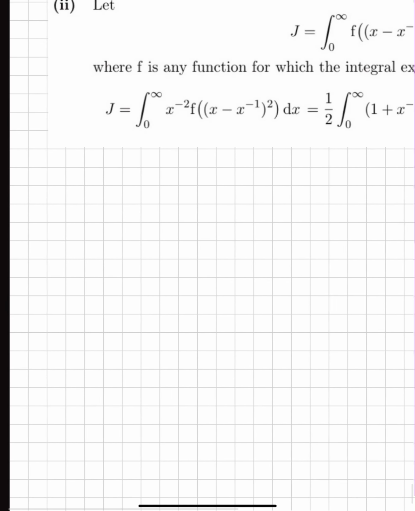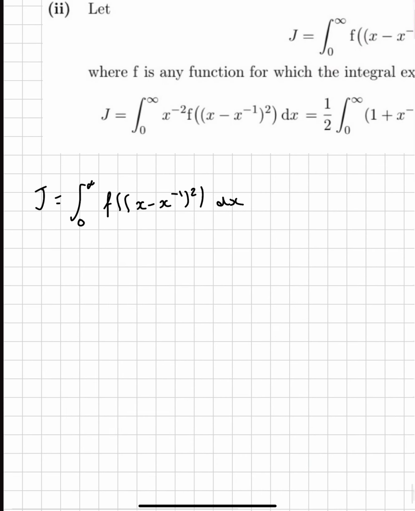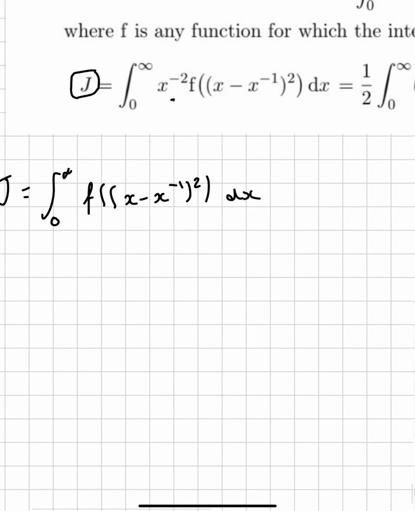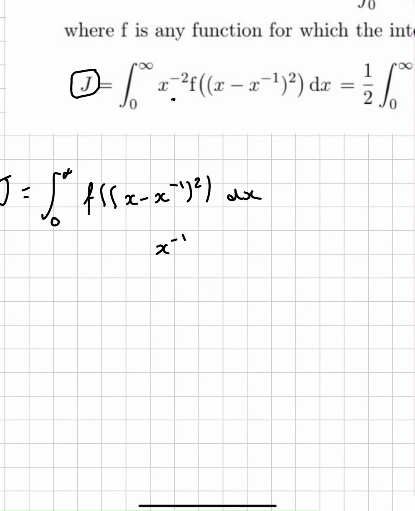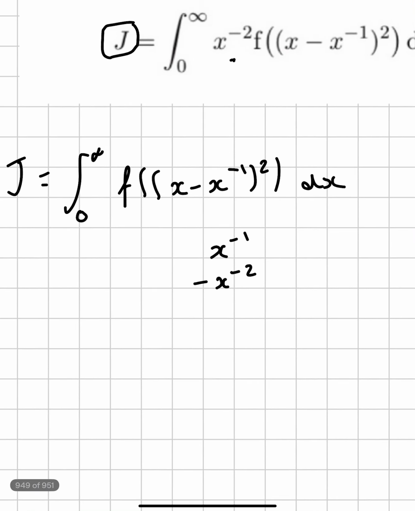Okay, part 2 now. We're given a new integral, j, equal to the integral between infinity and 0 of our function f of x minus x to the minus 1 squared dx. We want to find j here, and we see that it's multiplied by x to the minus 2. What I'm thinking is, how do I get that x to the minus 2? Instantly we're going to use substitution, and if we have x to the minus 1 and we differentiate that, we get minus x to the minus 2. So we do u equals this, du is equal to this dx.